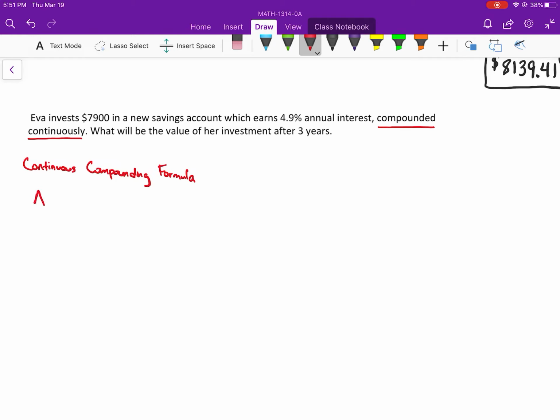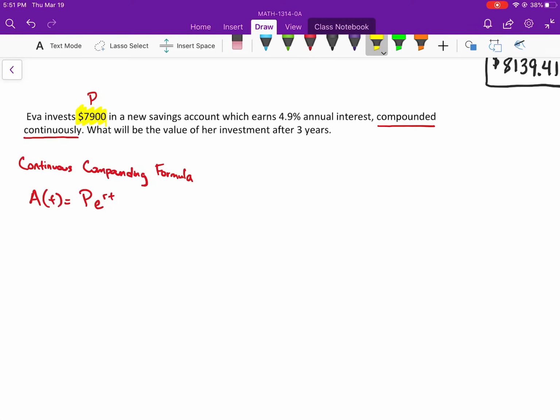Okay, and it simply says A of t equals P times e taken to the power of r times t. Okay, so it's a little simpler formula here. Okay, so we can go back through and highlight how much did she put in. That's 7,900, so that's P right there. Okay, in a new savings account which earns 4.9% annual interest. Okay, so how much is her rate? That'd be 4.9. Okay, and then we didn't identify the time, which was 3 years.